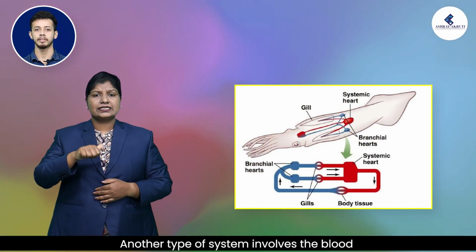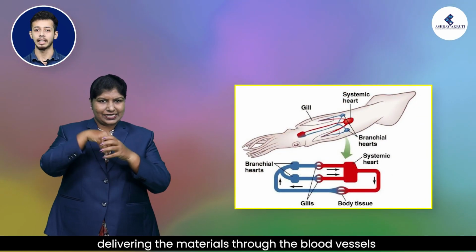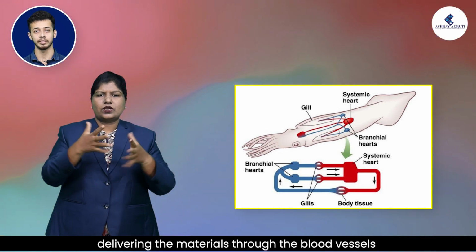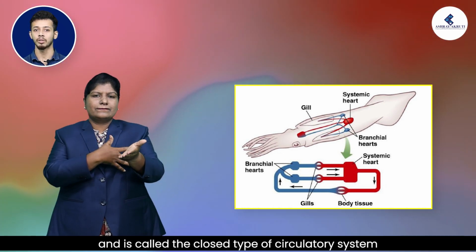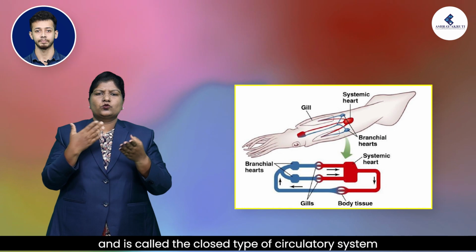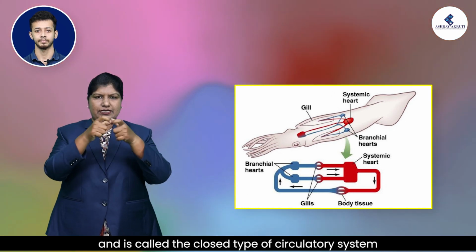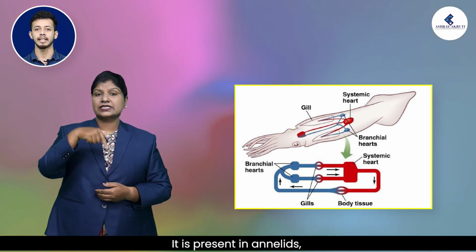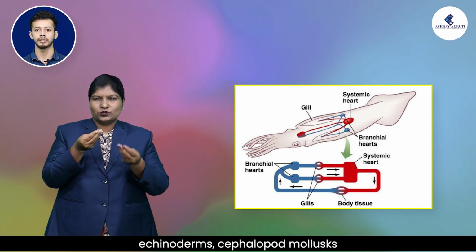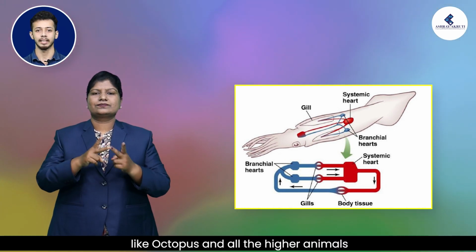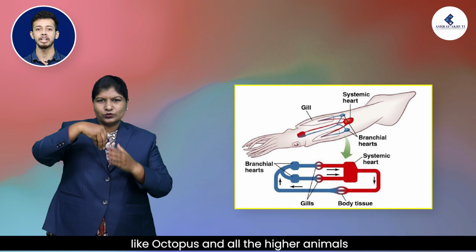Another type of system involves the blood delivering the materials through the blood vessels and is called the closed type of circulatory system. It is present in annelids, echinoderms, cephalopod mollusks like octopus, and all the higher animals.